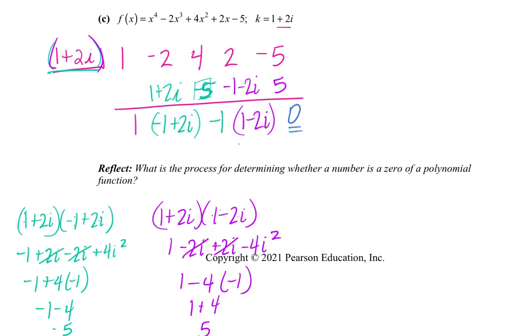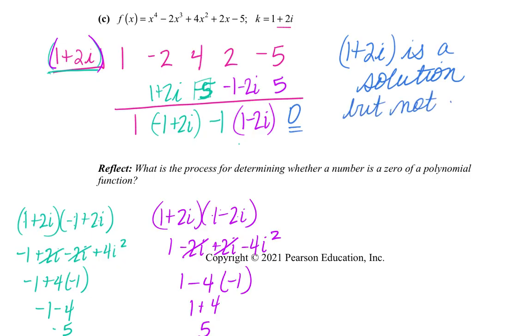So even though 1 plus 2i is a solution, since it's an imaginary number, it's not on the x-axis. It will not appear there, but it is a solution. So it is a solution, but not a real zero. And that is 3.2 in a nutshell.